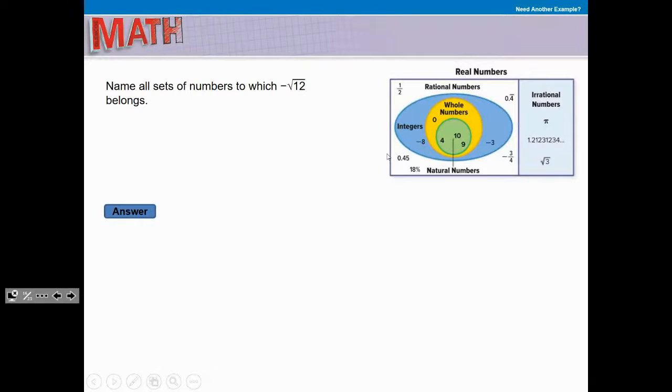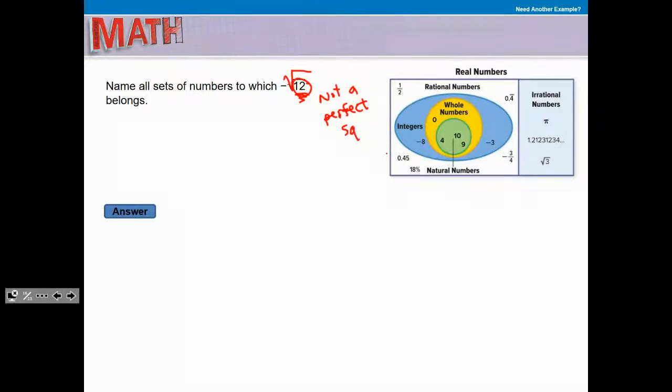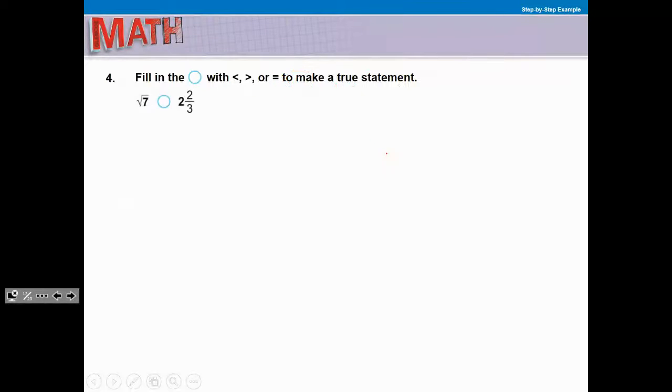As soon as I realize that this is not a perfect square, I'm taking the square root of something that's not a perfect square, I can immediately assume that that's going to be irrational. If we typed it in the calculator, it would give us some weird answer.